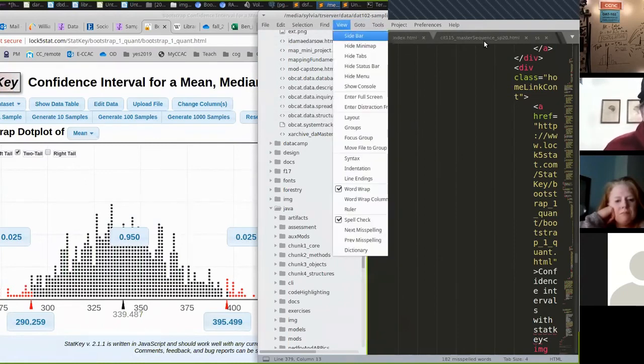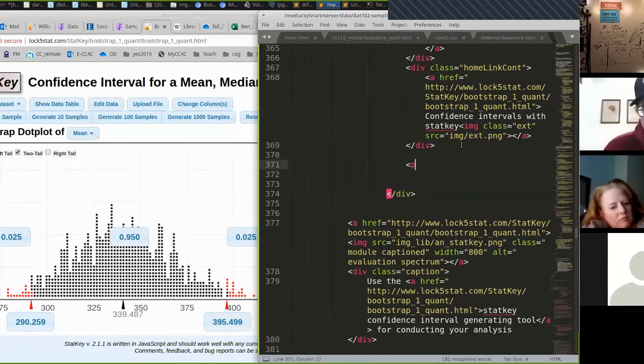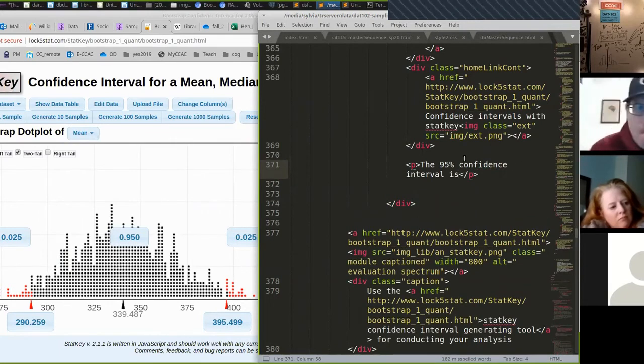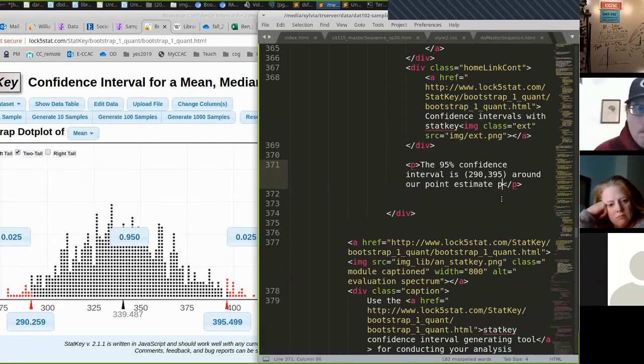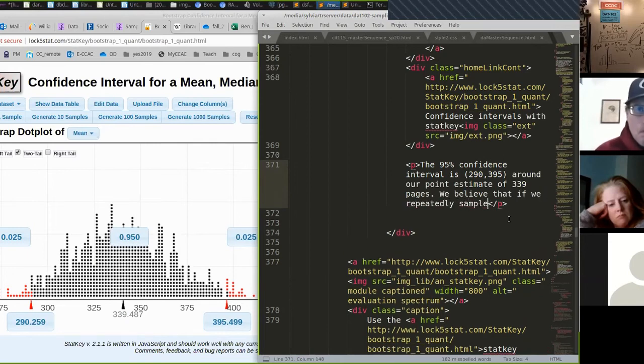Okay. So what we've found here is the 95% confidence interval is 290 pages. We would state it in a bound, so we'd say the confidence interval is 290 to 395, around our point estimate of 339 pages. So in other words, what we're saying is we believe that if we repeatedly sampled all, what were we, JK?